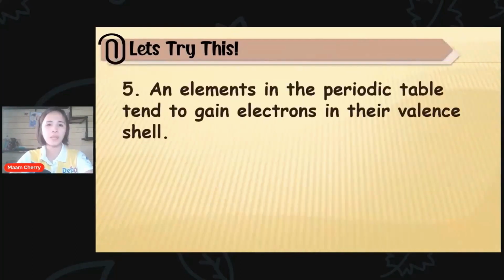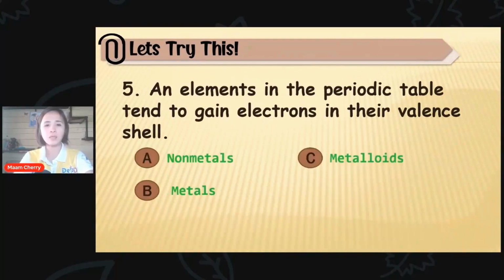So for the last number, an element in the periodic table tend to gain electrons in their valence shell. So kanina, tend to lose electrons. Ngayon naman, tend to gain electrons in their valence shell. A, non-metals. B, metals. C, metalloids. D, none of these. So what is the correct answer for number 5? Pakitype po sa comment box ang inyong mga sagot.